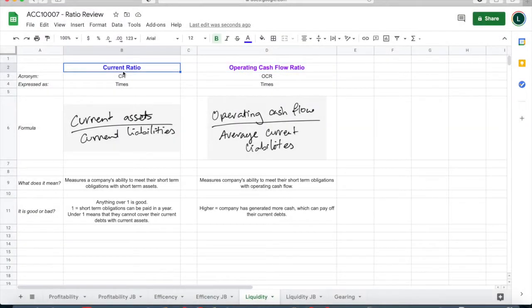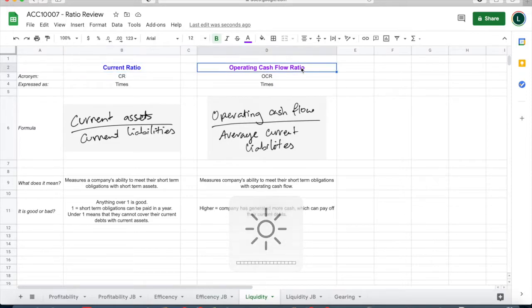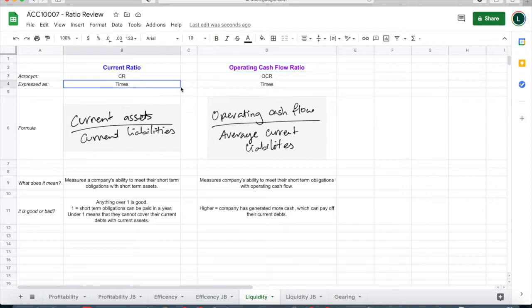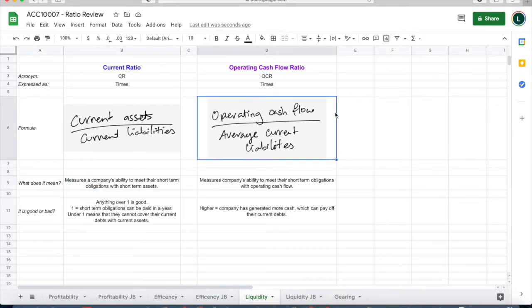Last section, which is liquidity. We've got our two ratios, which are our current ratio and operating cash flow ratio. Again, here are our formulas. We express them as a times. Both of them are basically measuring a company's ability to meet their short-term obligations, which is your short-term debt, current liabilities, with either your current assets in the current ratio or your operating cash flow. And that operating cash flow is your net operating cash flow.